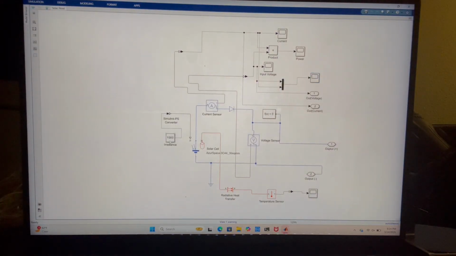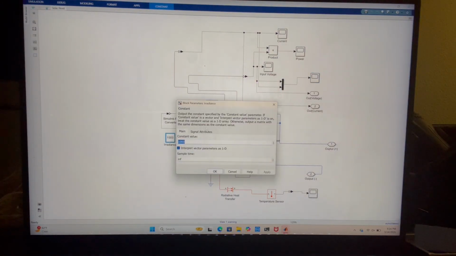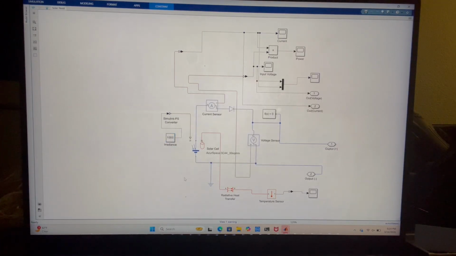But we have a standard average radiance. The average radiance is 1,000 watts per meter squared. For more sensitive objects it would be higher, like 1,300. For more insensitive shading and inefficiency it will be lower, 500 to 1,000.